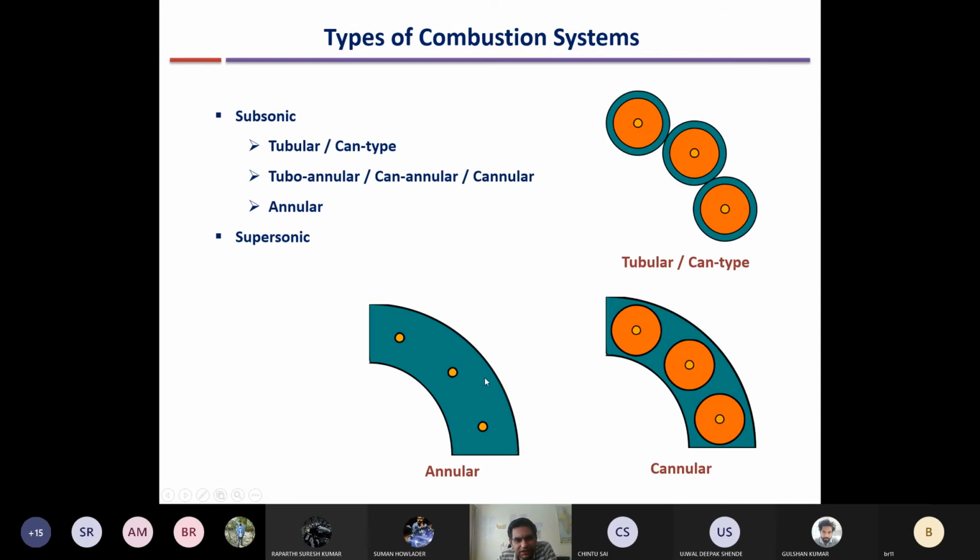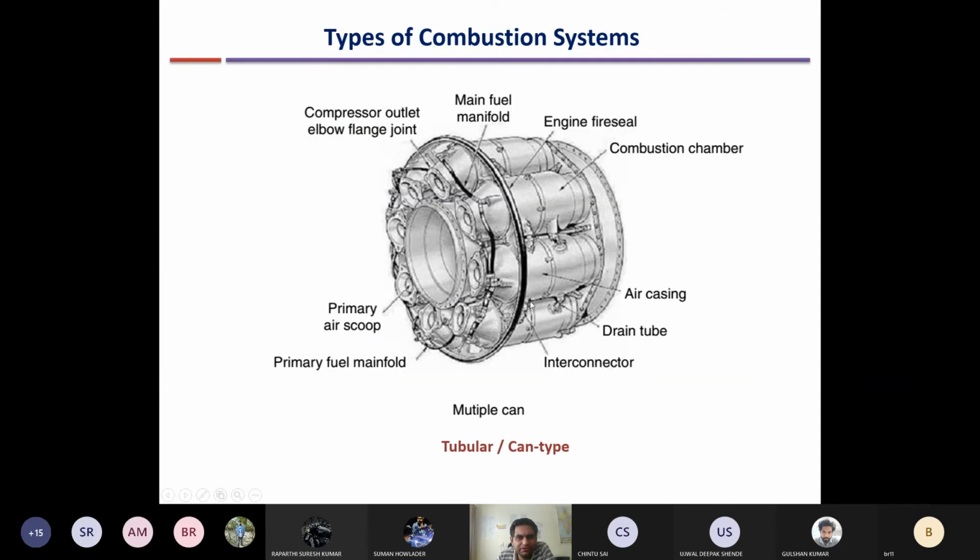And the third one is known as annular type. Here you don't even have separate liners. You have one annular section. Annular liners will be present, and only fuel injection at different spots around this annular region. So the entire combustion chamber is a single annular combustion chamber, and fuel injection occurs over the entire combustion chamber. Then we can have supersonic combustion, which we will briefly discuss toward the end. But these are the three types, and various types have been used for various applications.